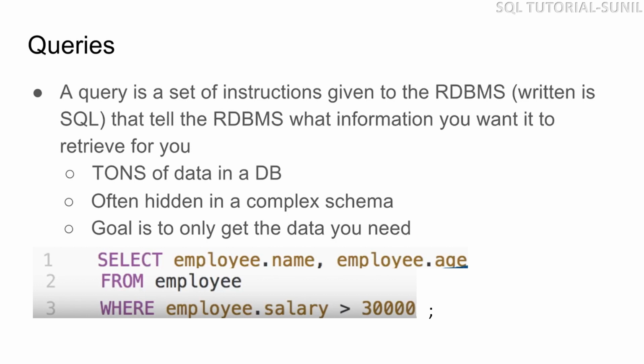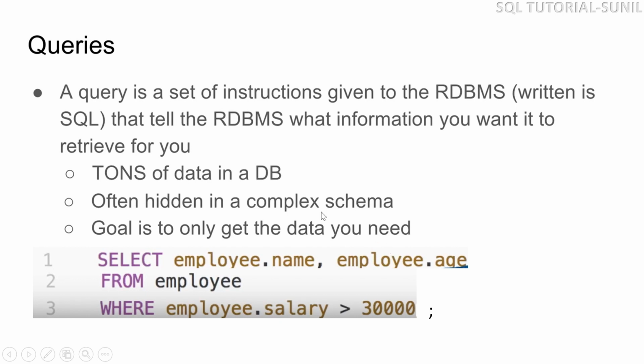So there will be tons of data in database, and a simple query can fetch the required data out of the tons of data for you. So there could be lakhs of records, but if you give a query, out of lakhs of records, one record will come out and be shown on the screen for you. So that is what query means. You're querying something, that information will come to you. And often hidden in a complex schema. Goal is to only get the data you need.